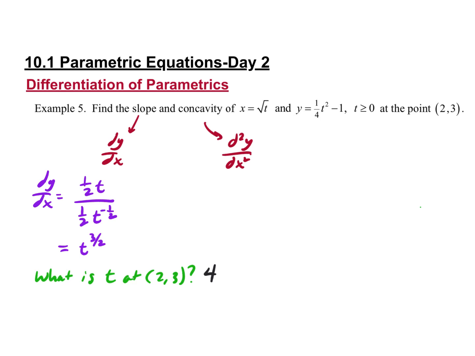Eight? No, 8? Are you sure? 8? So if I plug 4 in here, yeah, the square root of 4 is 2, cubed is 8. So therefore, the slope is 8 at (2, 3). Okay? Do you have to write it all out like that?